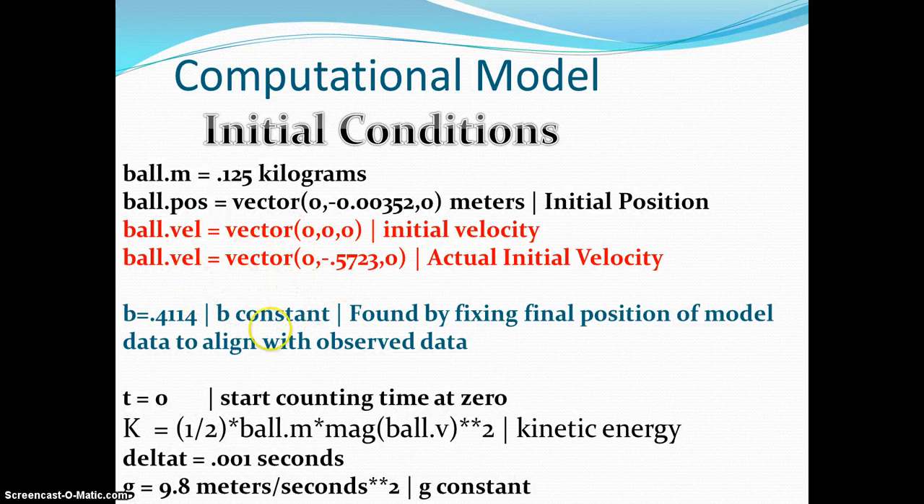Also, getting back to our b constant, our b constant was 0.4114, and this is found by fixing the final position of the model data to align with the observed data. So in reality, our model isn't really a model because we use a lot of data from our observed data. And again, the last thing to emphasize right here is the kinetic energy formula. K equals 1/2 times the ball's mass times the magnitude of the ball's velocity squared. That's just our kinetic energy formula.